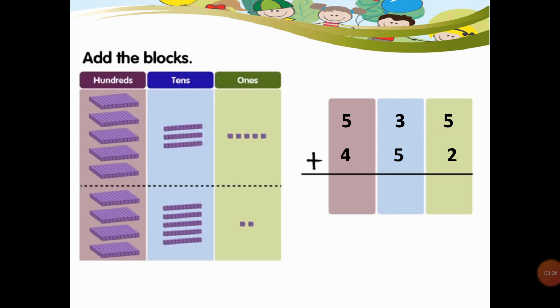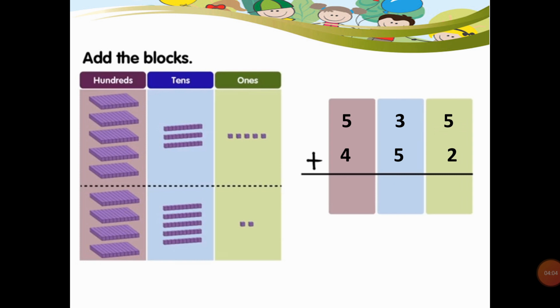Next we have 4 blocks of hundreds. That means we have 400. So we will write 4 in the hundreds column. And we have 5 bars of tens. That means we have 5 tens. So we will write 5 in the tens column. And in the same way we have 2 blocks of units. So we will write 2 in the units column. Now students, we are going to add both of these numbers.